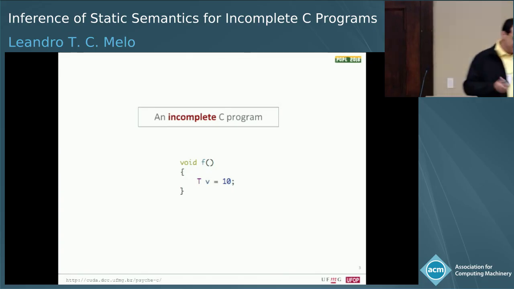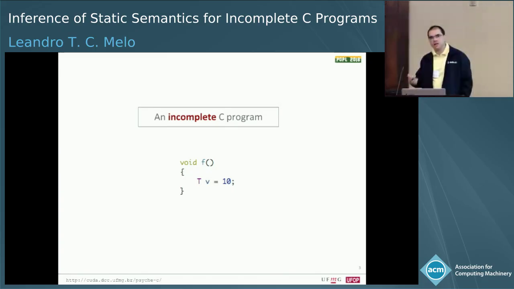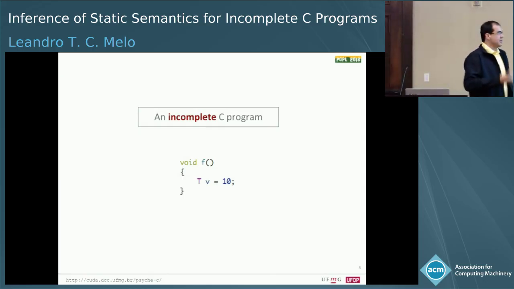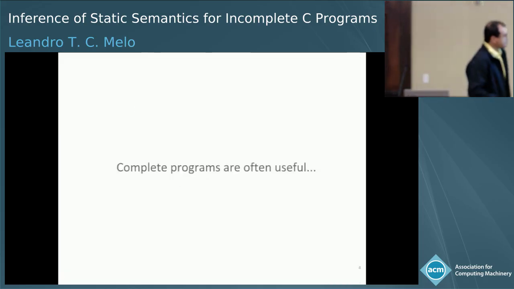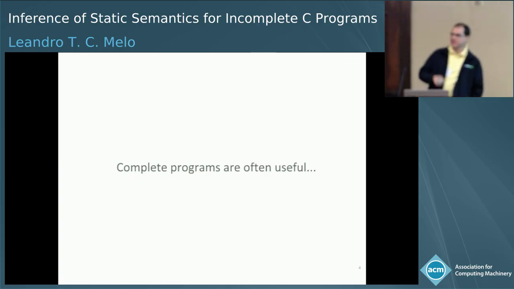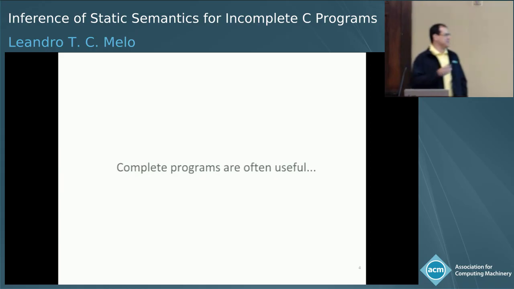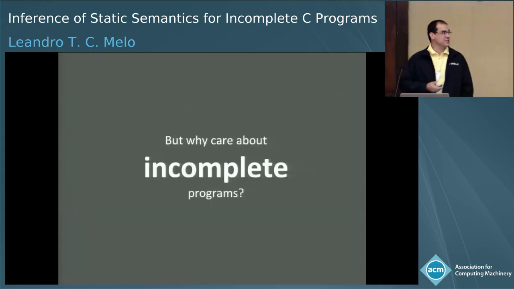whatever. So we have a better definition of incompleteness in the paper, but for the purpose of the presentation, incompleteness is the name of a type that is not present in the program, like in this case, right? And complete programs are often useful, at least real-world programs. We want to make them useful, but why care about incomplete programs?